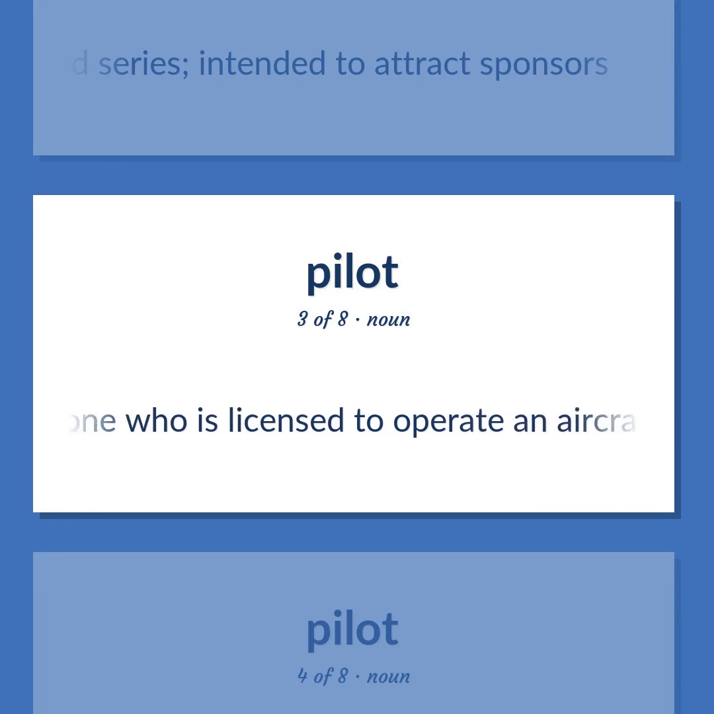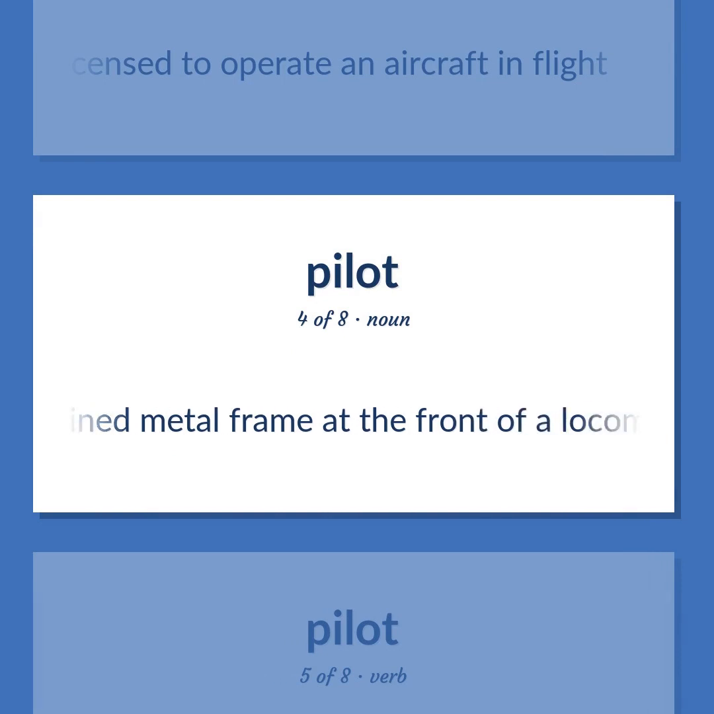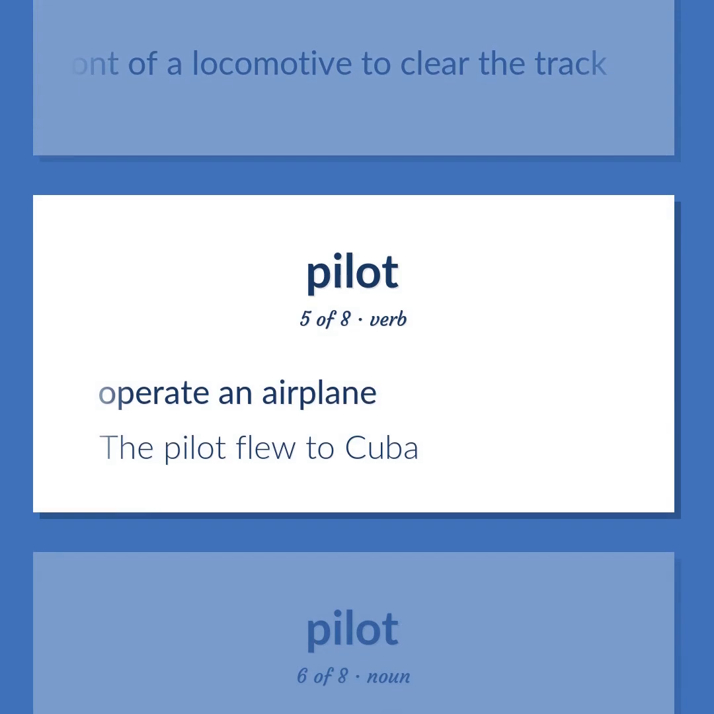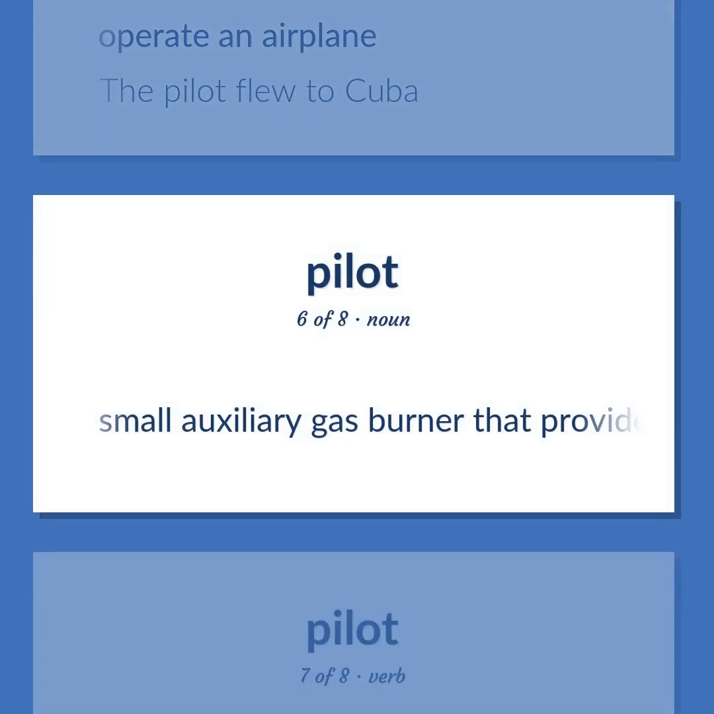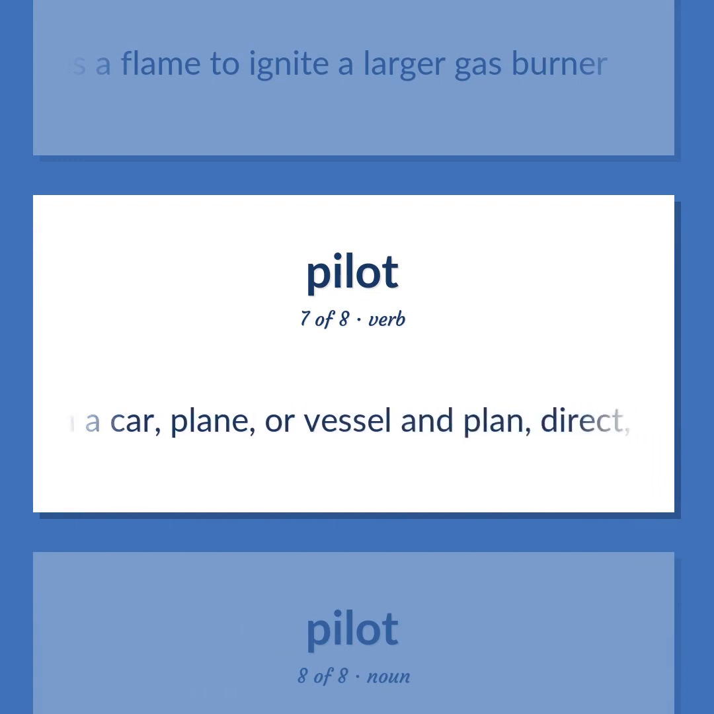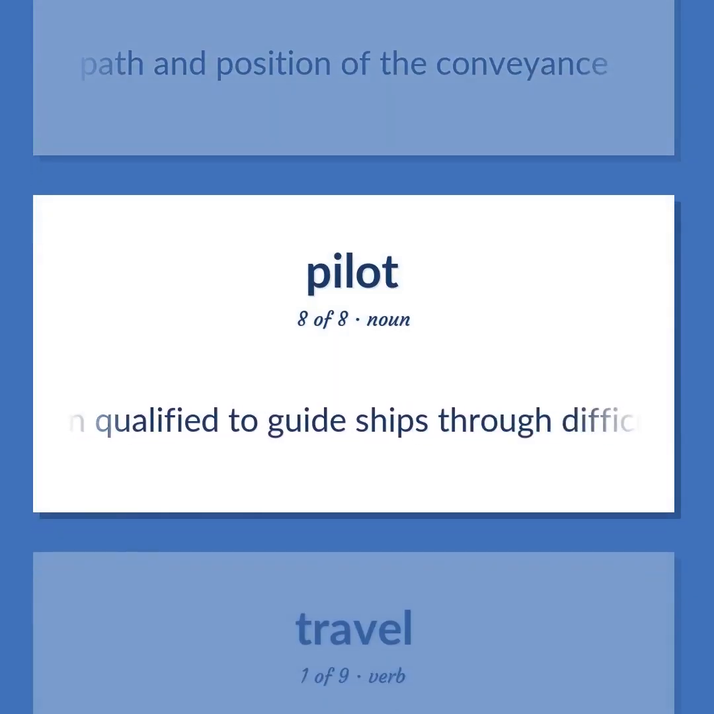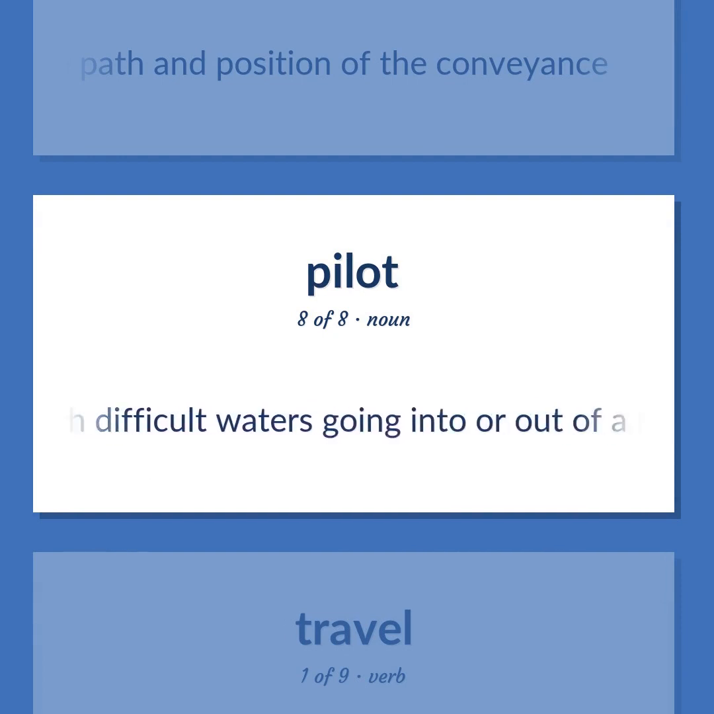Someone who is licensed to operate an aircraft in flight. An inclined metal frame at the front of a locomotive to clear the track. Operate an airplane. The pilot flew to Cuba. Small auxiliary gas burner that provides a flame to ignite a larger gas burner. Act as the navigator in a car, plane, or vessel and plan, direct, plot the path and position of the conveyance. A person qualified to guide ships through difficult waters going into or out of a harbor.